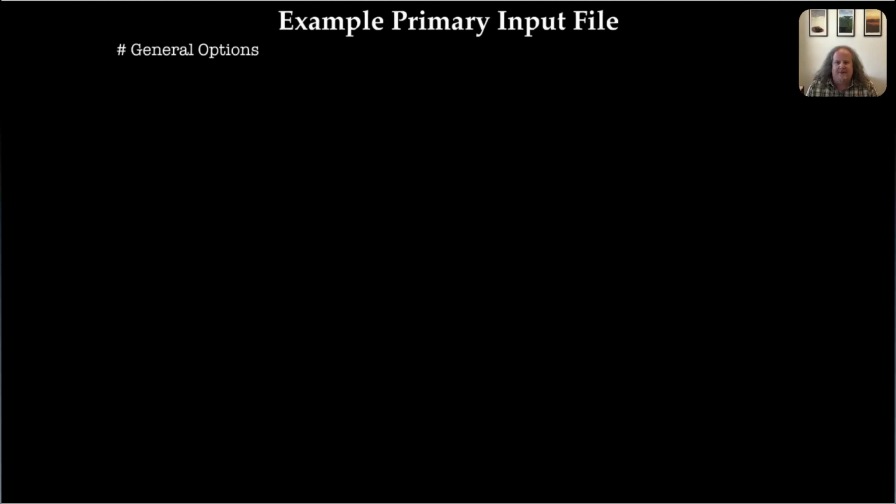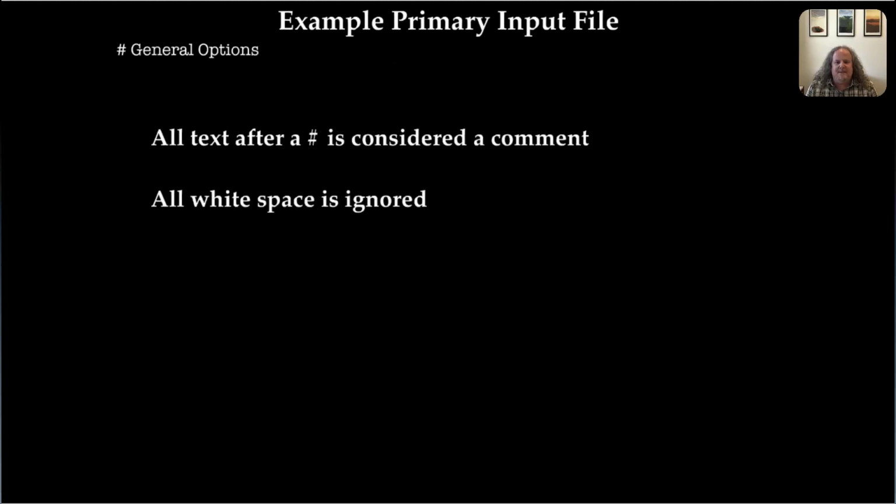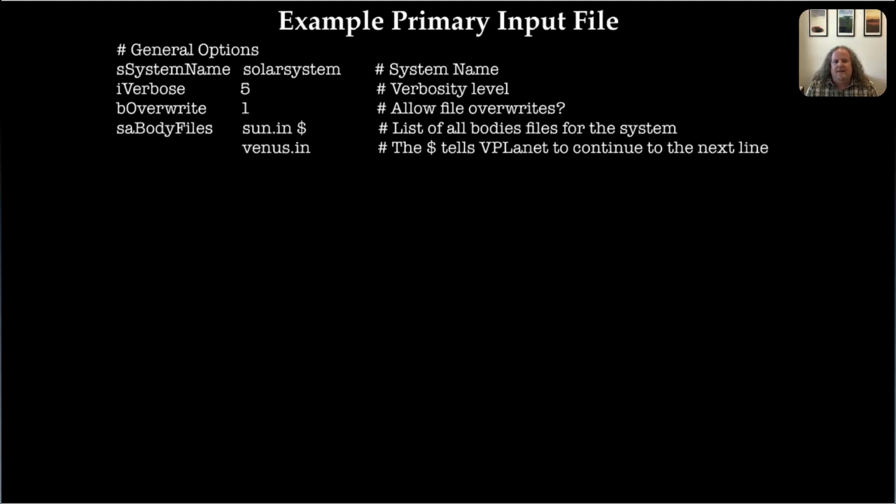Okay, here's just the first line. You can see that it begins with the pound or hashtag sign. This symbol tells VPLanet that all text after it on that line is a comment and should be ignored. All whitespace is also ignored, so you can have as many blank lines as you want in between options. Now here are the next few lines in the input file.